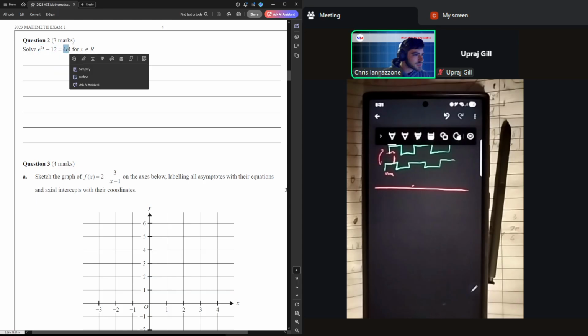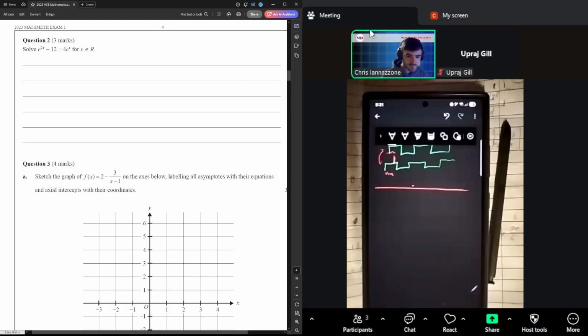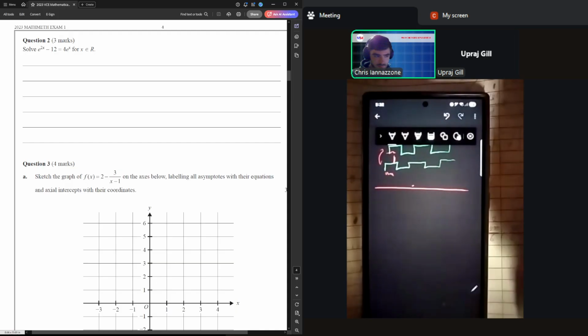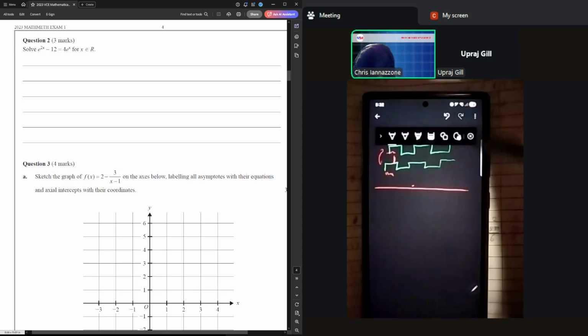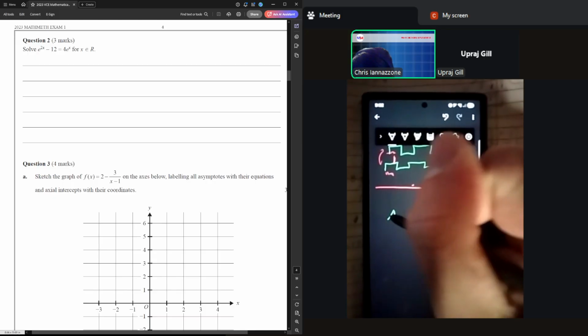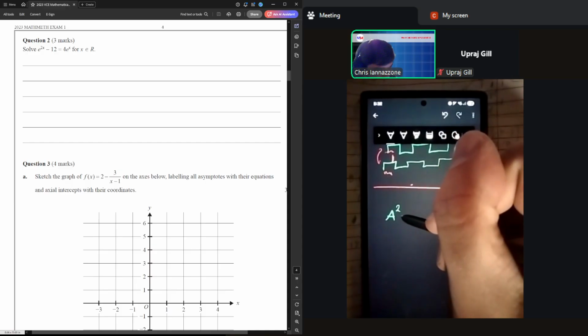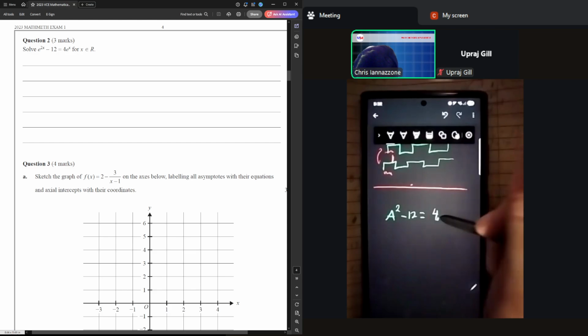e to the power of 2x minus 12 is equal to 4 e to the x. We're solving for x. What could we do? Make it into sort of like a quadratic situation. Yeah, make it into quadratic. Absolutely. What's that going to make it look like? e to the power of x as like a or something, like a be e to the power of x. Very good idea. Yeah. So we'll say a is equal to e to the power of x, so we have a squared minus 12 equals 4a.